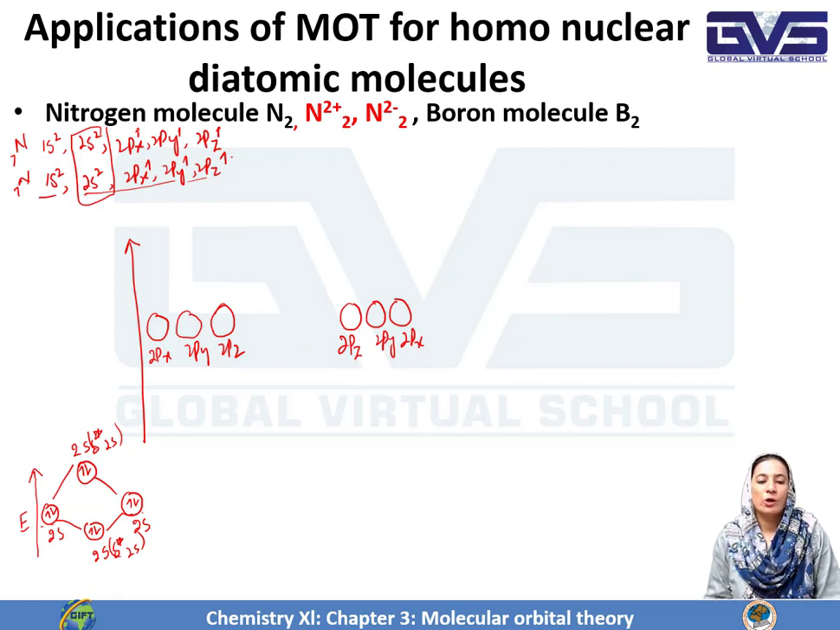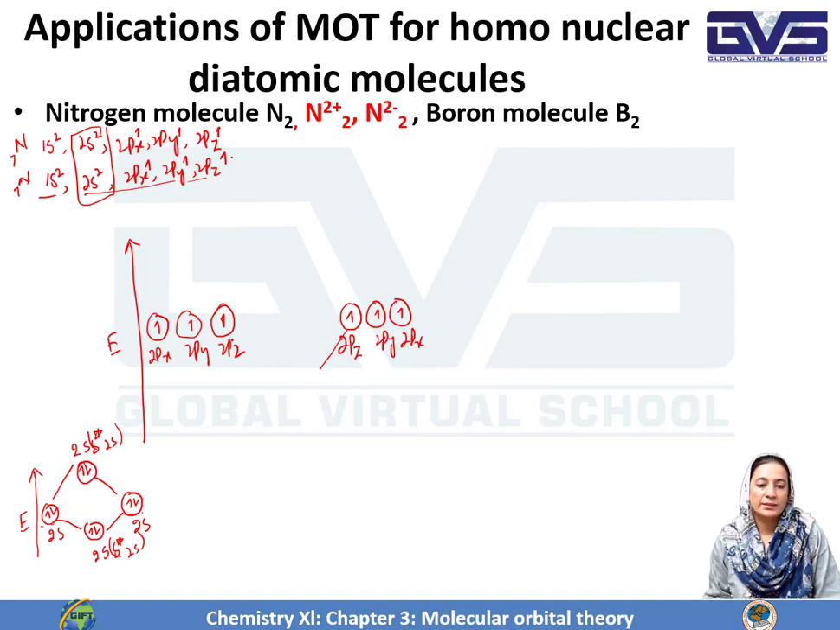Now come to the electrons. How many electrons are in the atomic orbitals? 1, 2, 3. All contain 1. They are partially filled. The second nitrogen will also have the same. And now there are 6 atomic orbitals. They will overlap to form 6 molecular orbitals. Out of them, 3 will be at lower energy and 3 will be at higher energy.